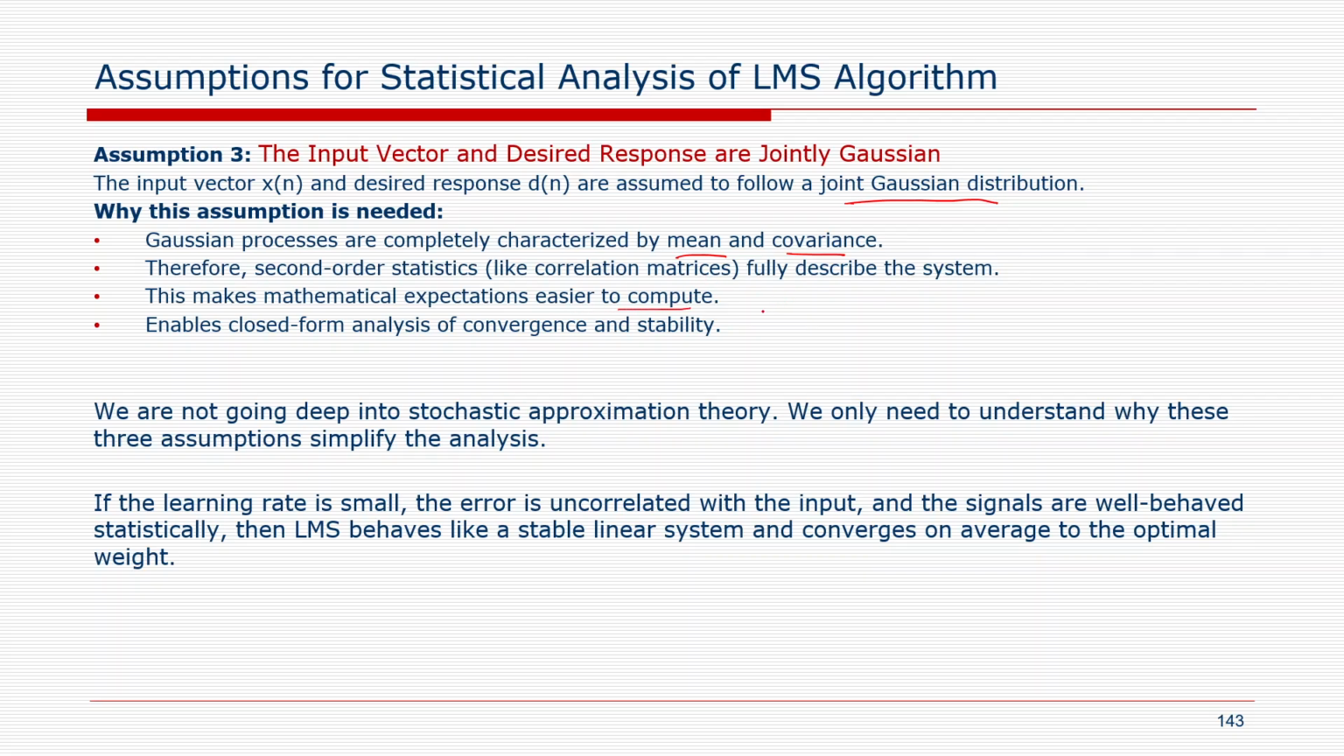Because when x of n input is there and d of n is there, we say random, but at least it should follow some pattern, because if it follows some pattern, then only can we make some mathematical computations easier, or get some expectation. Therefore, we are saying this x of n and d of n are going to follow Gaussian distribution, because that will enable the closed form analysis of convergence and stability. That is, it will help the algorithm converge and get stabilized.